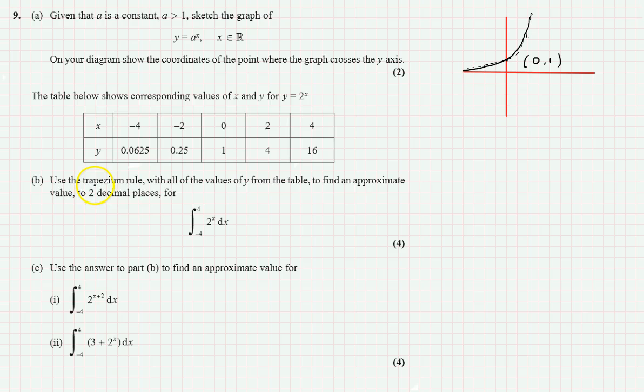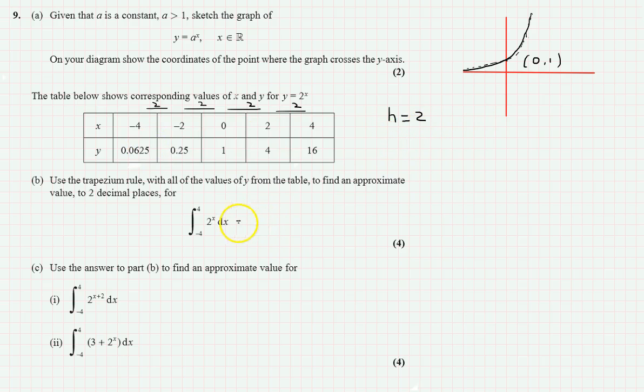Part B: use the trapezium rule with all the values of y from the table. These are the values of y, to find the approximate value to 2 decimal places for this. To use the trapezium rule, we have to find h. So here this difference is 2, this is 2, this is 2, and this is 2. So h is 2.